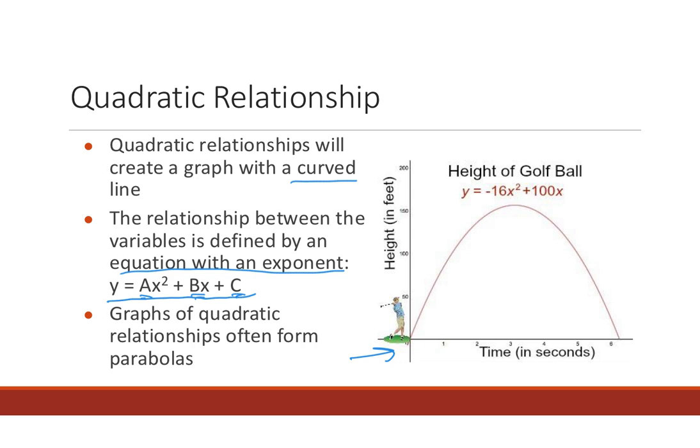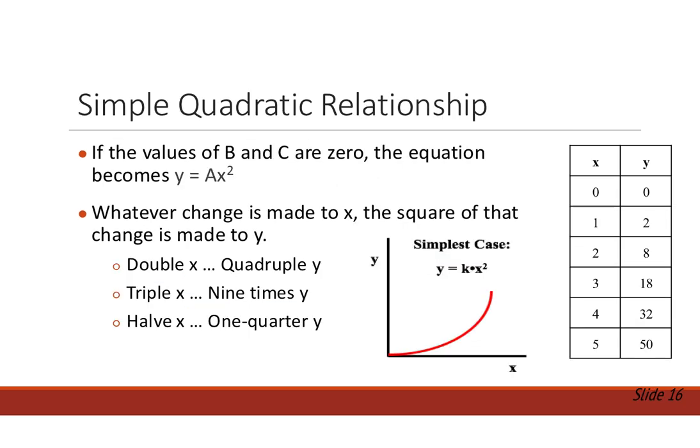This graph is showing how the height of a golf ball changes over time. And again, it reaches a peak and then falls in that nice parabola shape. The simplest quadratic relationship is one where the values of b and c are 0, so you end up with an equation that's just y equals ax squared.